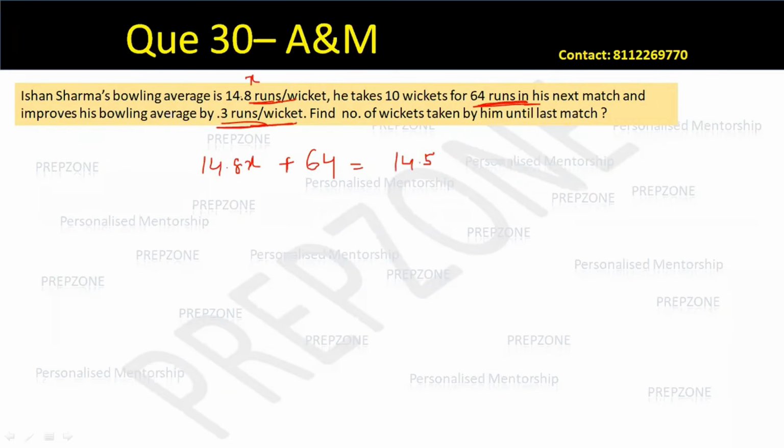So by the same logic, 14.5 runs per wicket is the average, but we have to calculate runs, because this is runs, this is runs. So we have to multiply this bowling average by the total number of wickets. How many wickets in total? Initially it was X wickets, and in the second match he has taken 10 more wickets. So it will be X plus 10. And if you solve this, you will get X equals 270.